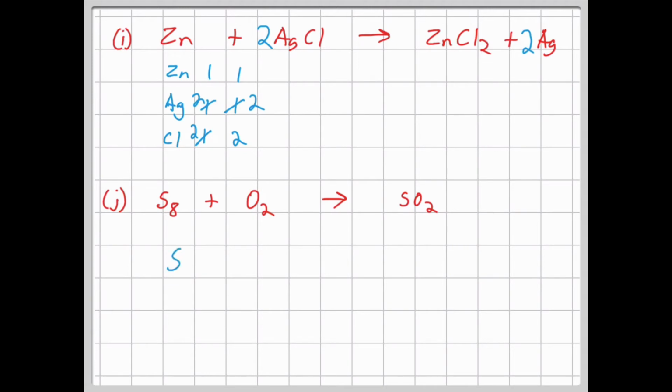On the left side, we've got sulfur, which has 8. We also have oxygen. We have 2. On the right-hand side, we have sulfur of 1 and oxygen of 2. Easy one to balance out, because all we've got to do is give us an 8 in front of the sulfur dioxide, excuse me. And then to balance the oxygens, now we have 16 oxygens, which is quite a lot. But we'll just put a coefficient of 8 in front of the oxygen to make it balance out.